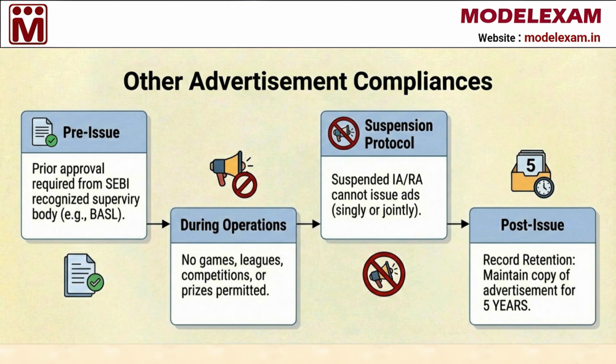Compliance does not end with just the content. It is also about the process. Before you issue an ad, you need pre-issue approval from a supervisory body like BASL. During your operations, remember that you cannot run games, leagues, or competitions with prizes to attract clients. If you are ever suspended by SEBI, you are prohibited from issuing any advertisements during that period. And regarding post-issue compliance, you must maintain a record of every advertisement you release for a period of 5 years.